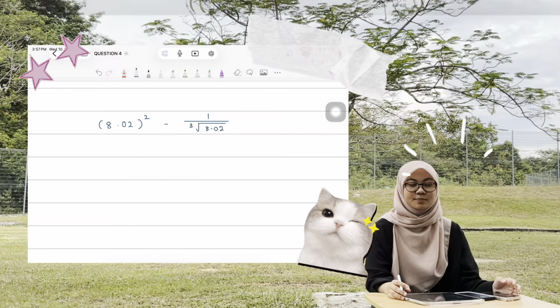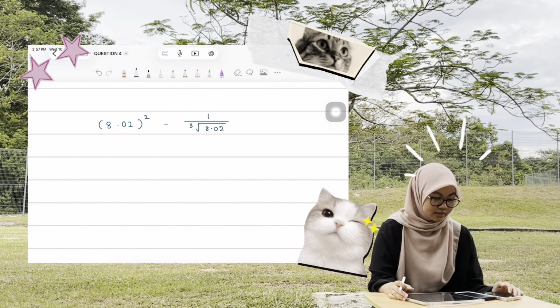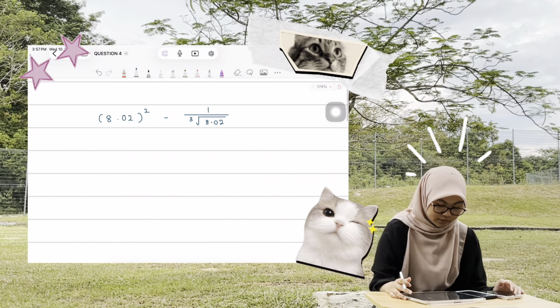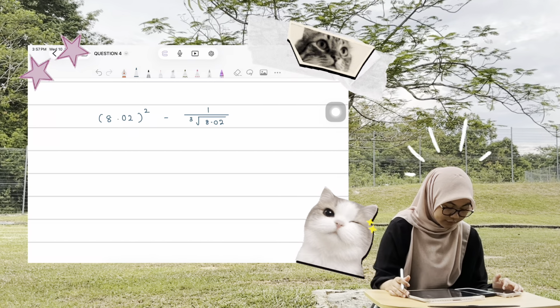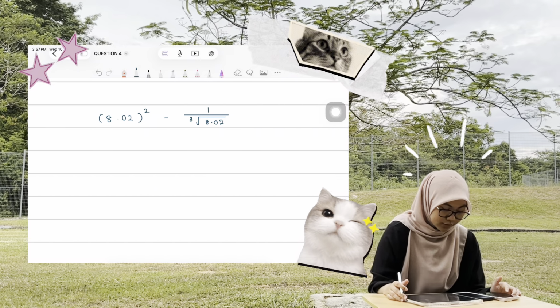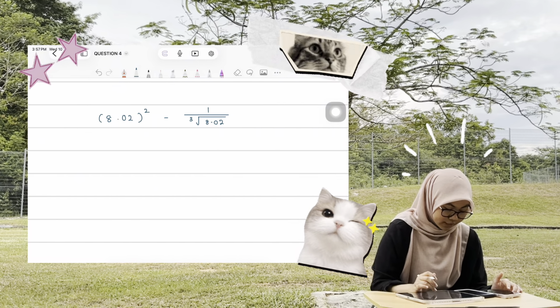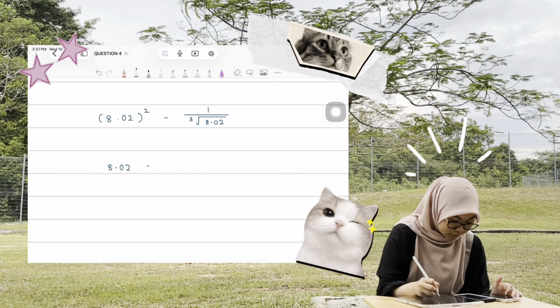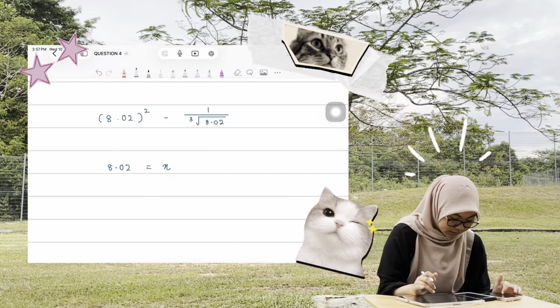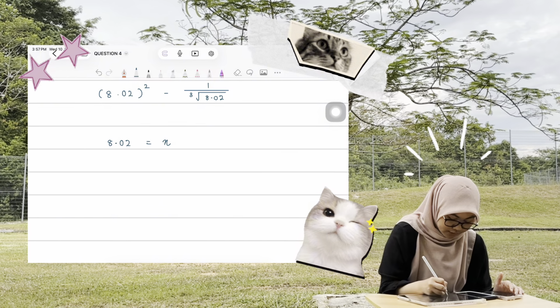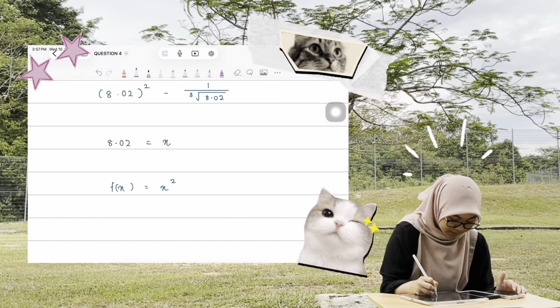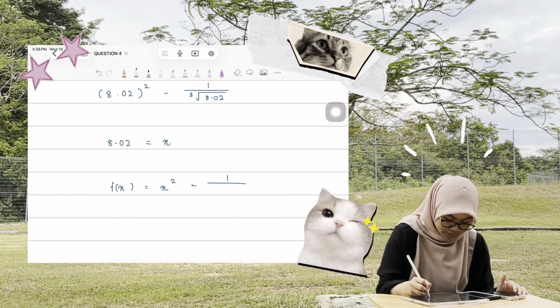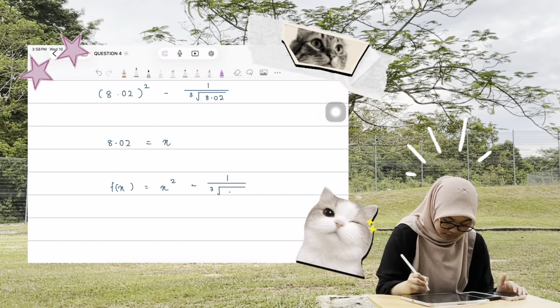It's my turn to explain question number 4, which is the linear approximation. For this question, we need to define a function f(x) based on the expression given. To do this, we simply replace the number 8.02 with the variable x. First, we define f(x) equal to x squared minus 1 over the cube root of x.